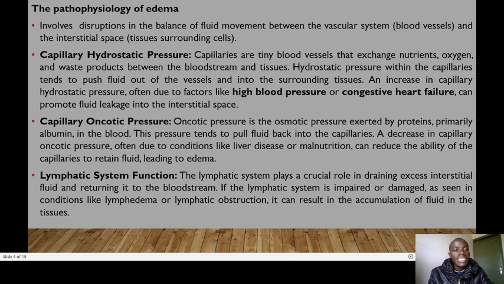So, an increase in capillary hydrostatic pressure within the blood vessels, these smallest blood vessels, often due to factors like hypertension, congestive heart failure, it normally promotes fluid leakage into the interstitial space. And when there is leakage of fluid into the interstitial space, it results in edema.